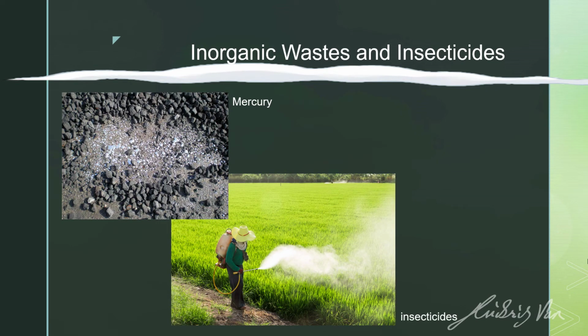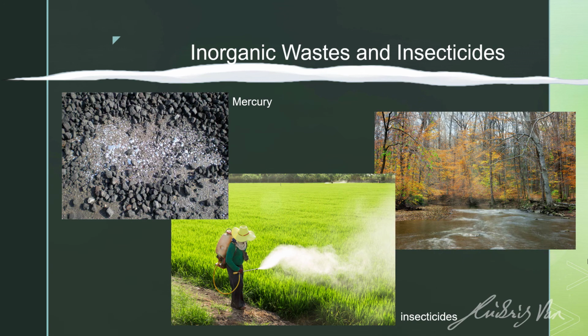For insecticides, farmers will spray them onto their crops to get rid of the insects or pests, which is why the other name is pesticide. However, when it rains, the insecticides can dissolve in the water and get transported into the river. And as a result, those inorganic wastes as well as insecticides will affect the aquatic plants and animals.